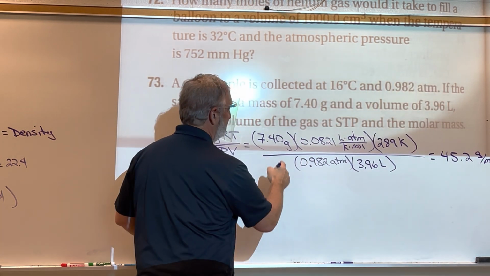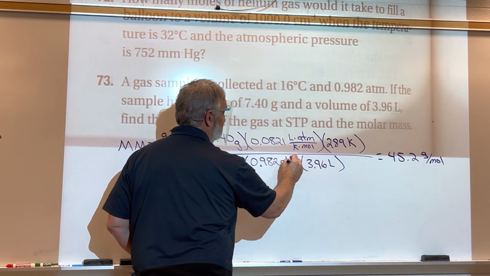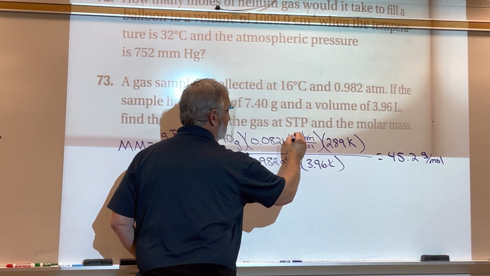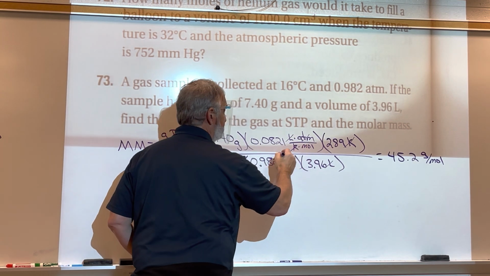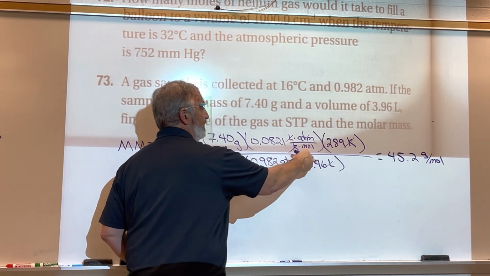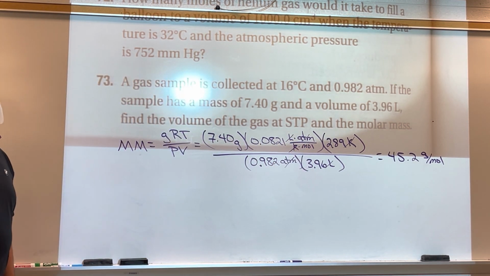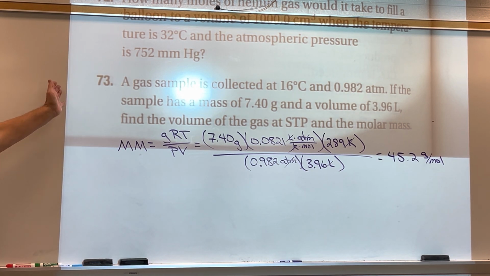Now notice, you have grams here. Atmospheres are going to cancel. Liters are going to cancel. Kelvin's going to cancel, leaving you grams divided by moles. So the molar mass of this gas would be 45.2 grams per mole, given it occupied that space with that mass and all that information. The ideal gas law gives us quantitative information, it tells us how much is present, which is why it's so much more useful than these other ones.